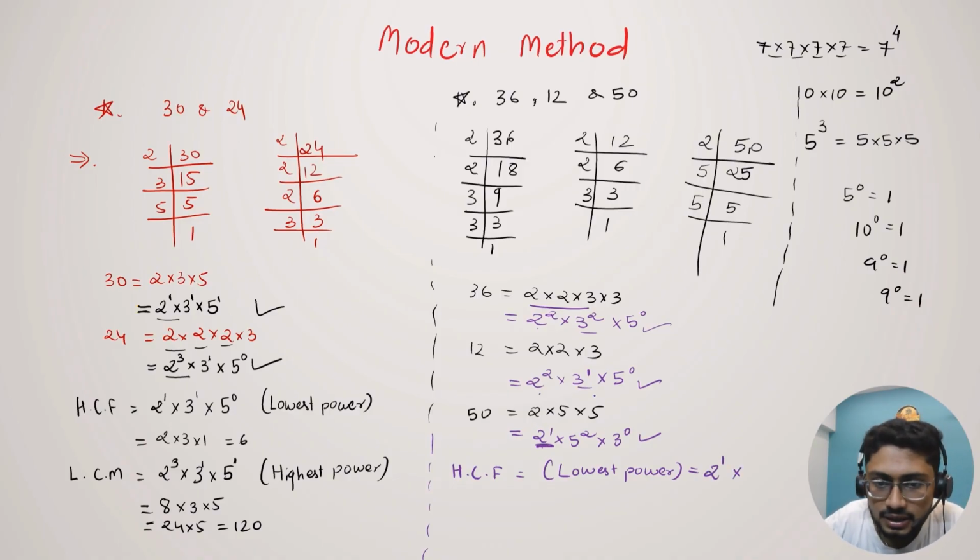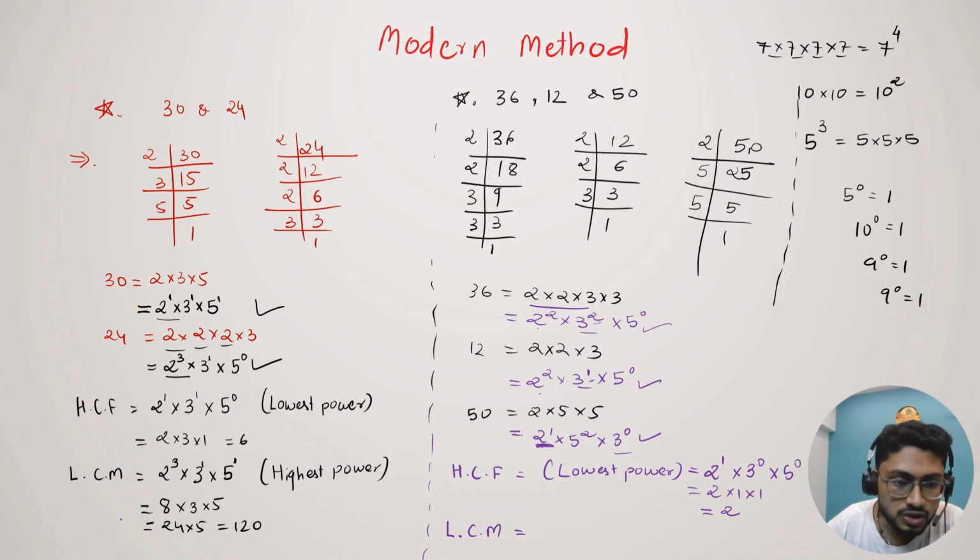3 squared, 3 raised to the 1, 3 raised to the 0. Which one is the lowest? Yes, 3 raised to the 0, because 3 raised to the 2 is here, 1 is here, 0 is here. 0 is the lowest, so we consider the 0. For 5, the lowest is 5 raised to the 0. So what is your answer? 2 into 1 into 1. Why 1? Any number with power 0 is always 1. The answer is 2.